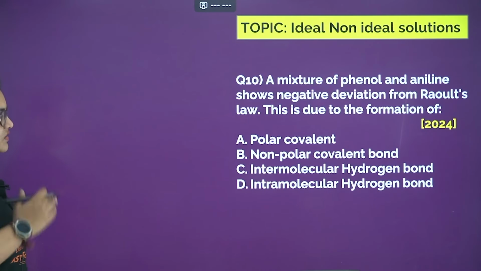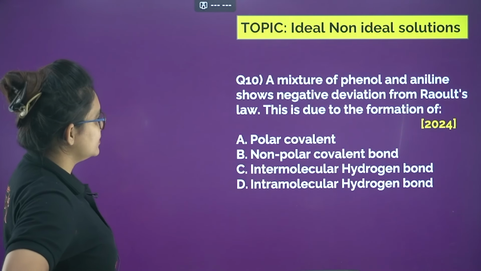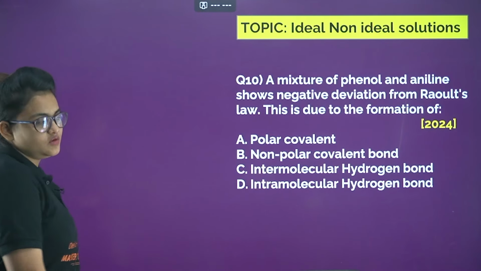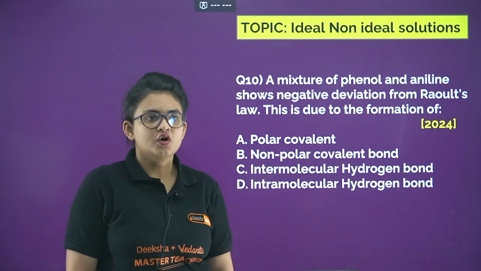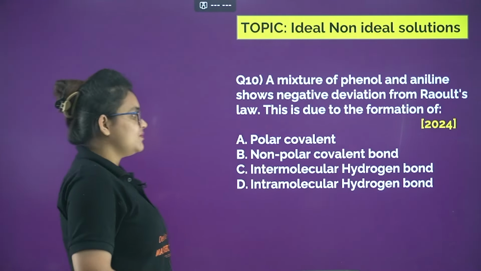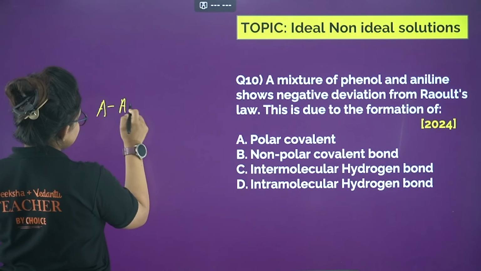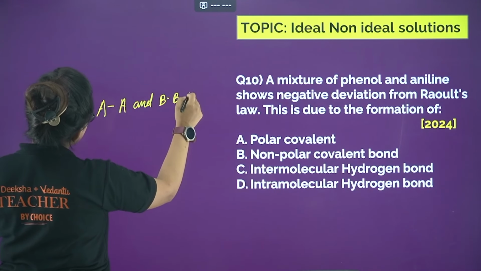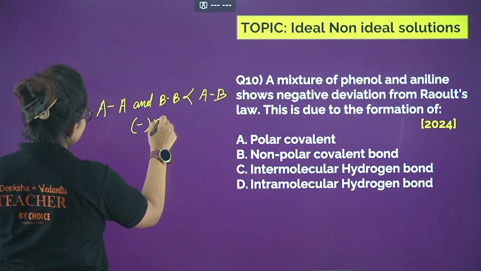Here you can see a mixture of phenol and aniline shows negative deviation from Raoult's law. This is due to the formation of, and the options are there. Let me tell you the causes of negative deviation. Whenever the interaction of AA and BB is lesser than the interaction between AB, that time you can say it is a negative deviation.